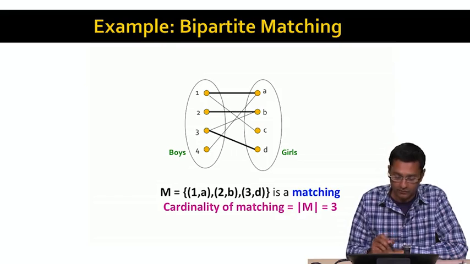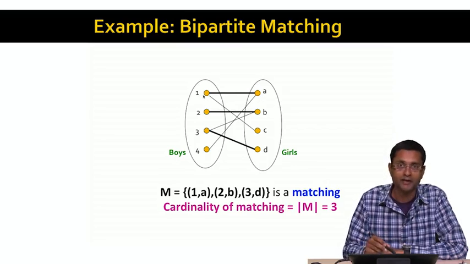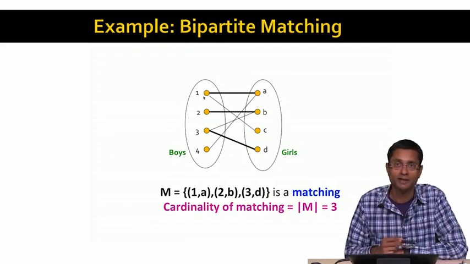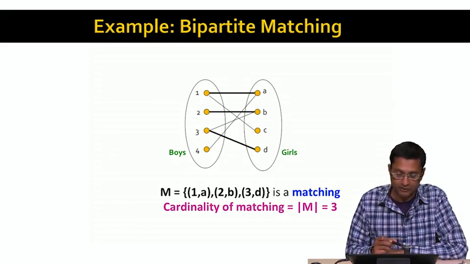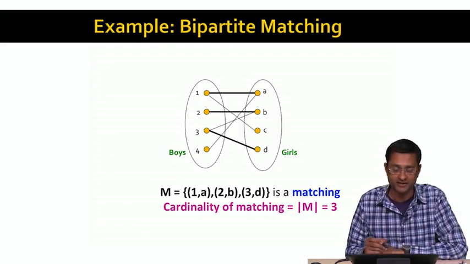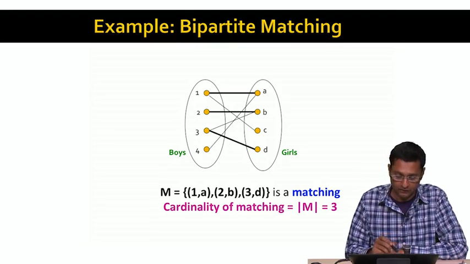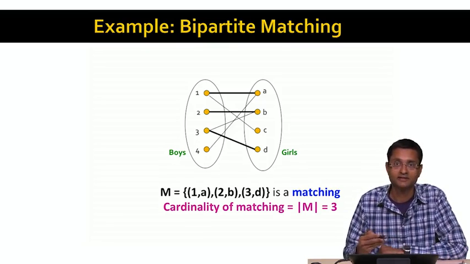And notice that once we've picked 1A, 2B, and 3D, we are unable to do anything with boy 4 or girl C because there is no edge between them, and there are no other boys or girls that are available. The only edge that boy 4 has is to girl A, but girl A is already paired with boy 1, so you can't pair them up. So in this case, we produced a matching of cardinality 3 because we've found three pairs that we could match up. So the cardinality of the matching in this case is 3.